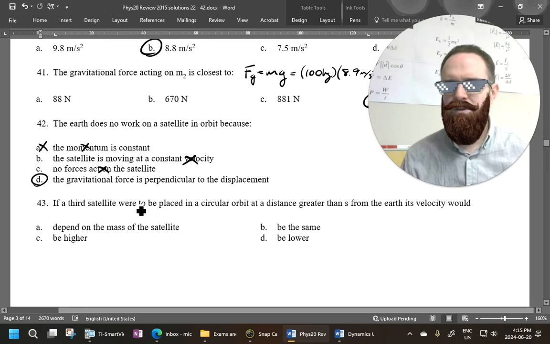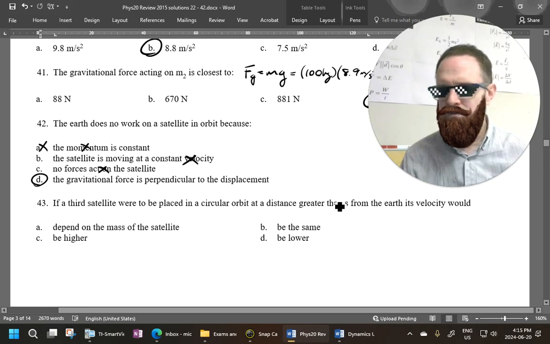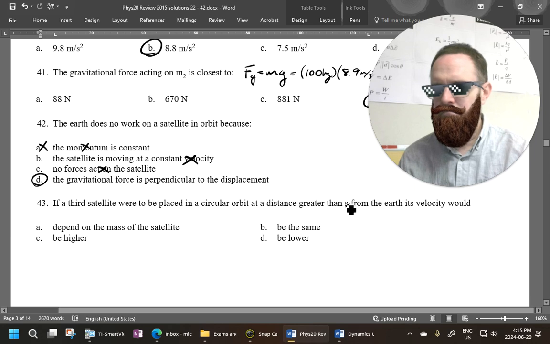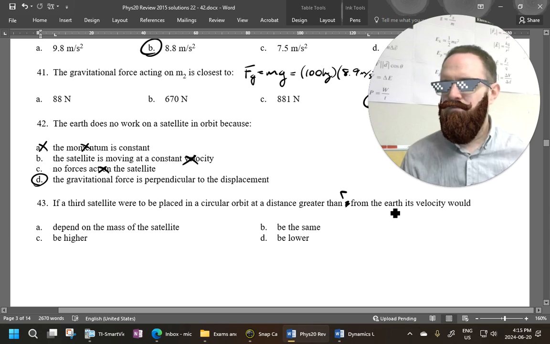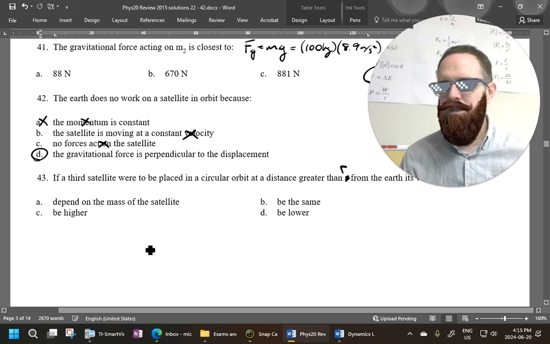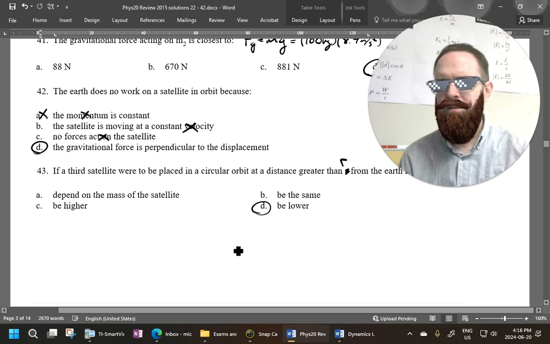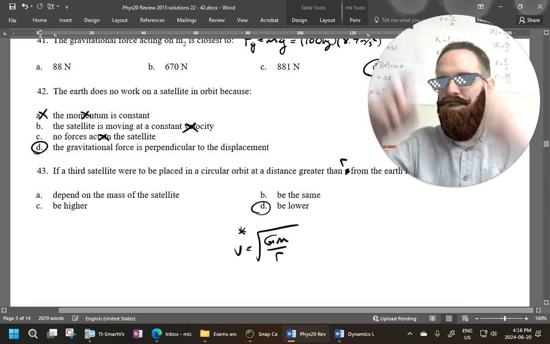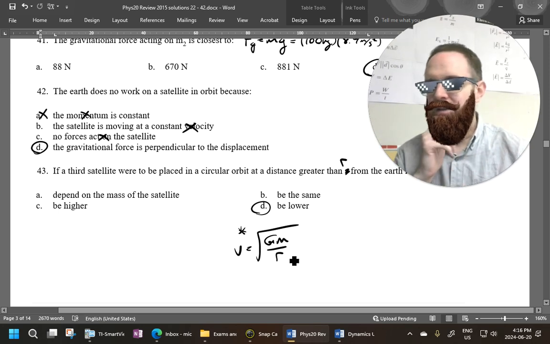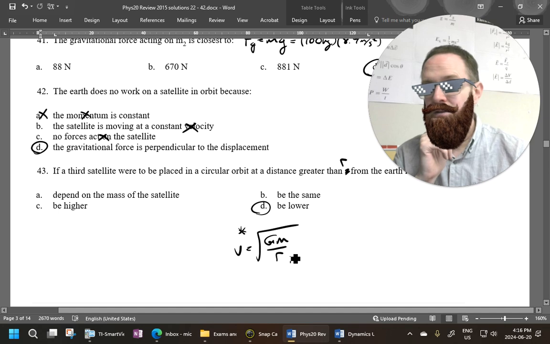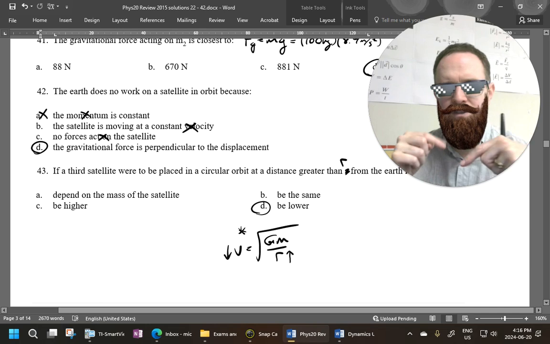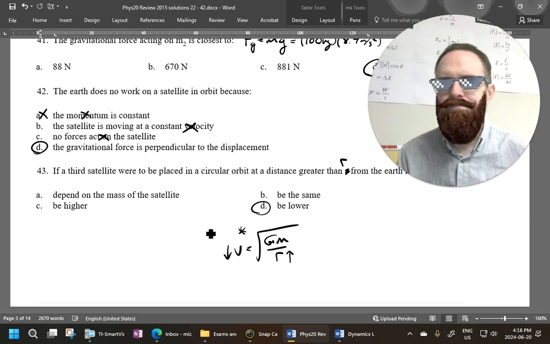Okay. If a third satellite were placed in a circular orbit greater than r from the Earth, its velocity would be lower, right? Because v is equal to the square root of GM over r. We look above, right? That's how we found that. And if this goes up, this is going to go down. They're inversely proportional to each other, with the square root. Let's talk about speed, right?